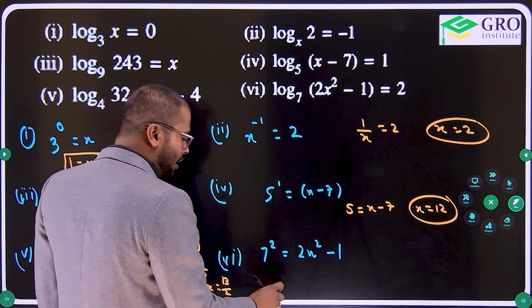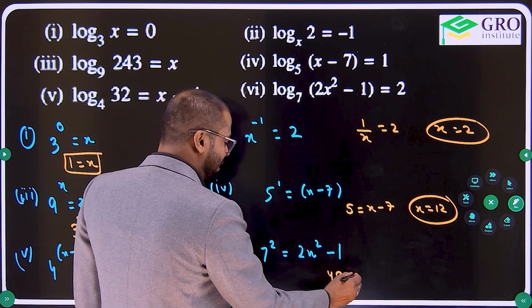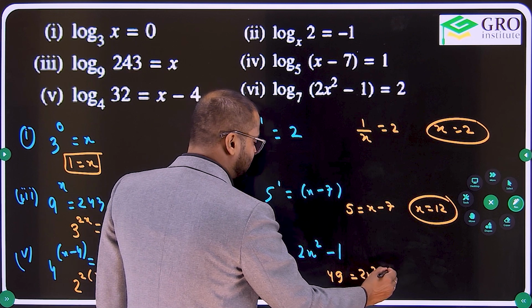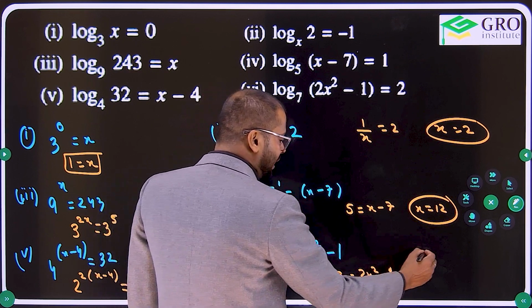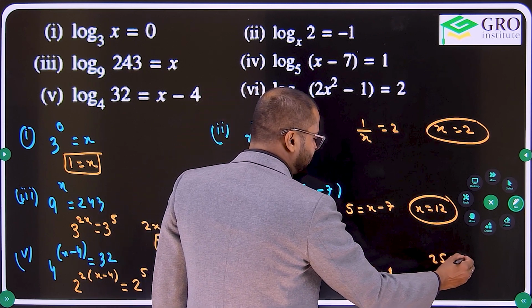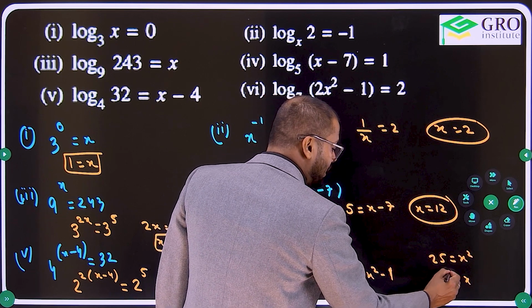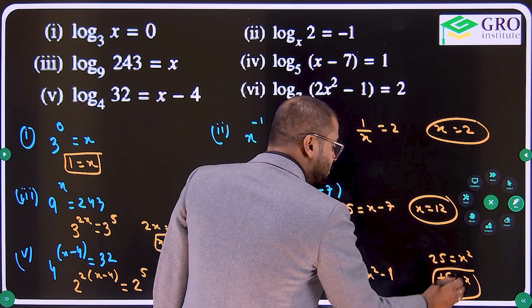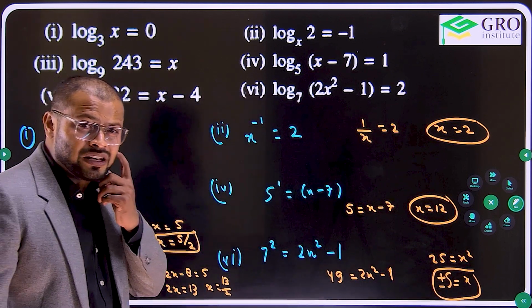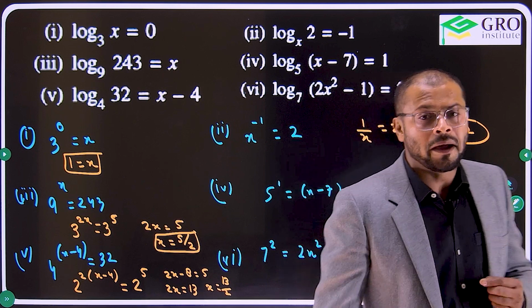Same way here you have 49. 49 is equal to 2x square minus 1 and it is going to be 50. 25 is equal to x square and x is equal to 5. No, x is equal to plus minus 5, right? This is incomplete answer when you write only one value, right? That's why we have to write both the answers.